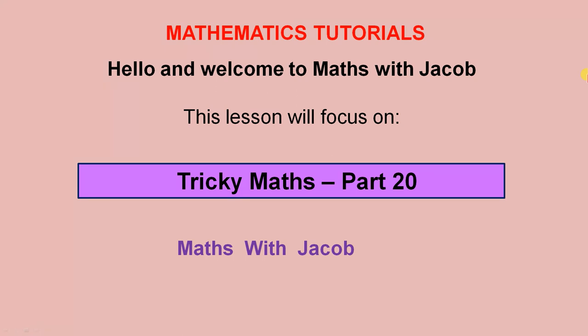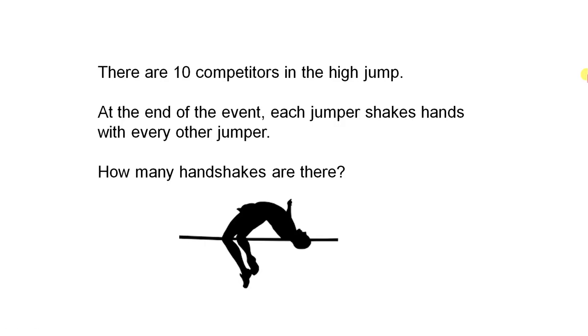This lesson will focus on Tricky Maths Part 20. There are 10 competitors in the high jump. At the end of the event, each jumper shakes hands with every other jumper. How many handshakes are there?